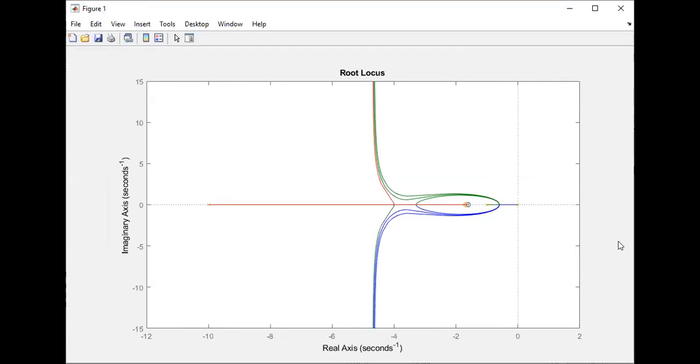Look here, for the zero location 1.6, it is actually merging here. And for the rest of them, 1.65 and 1.67, they are going in this way directly. So they are not merging into that axis. So the location of the zero is responsible for a behavior like that.